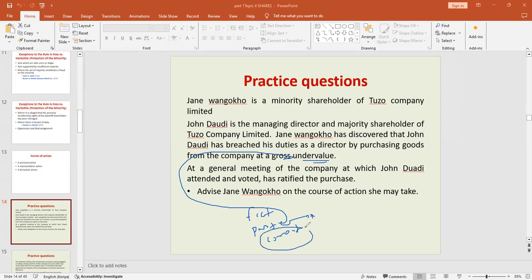So what's the conclusion? Jen will succeed in suing on behalf of the company, okay? And this director's decision is going to be nullified. That's all. So not breach of contract, breach of duty. Are we together? Together?